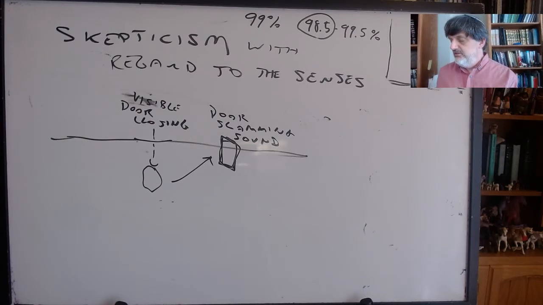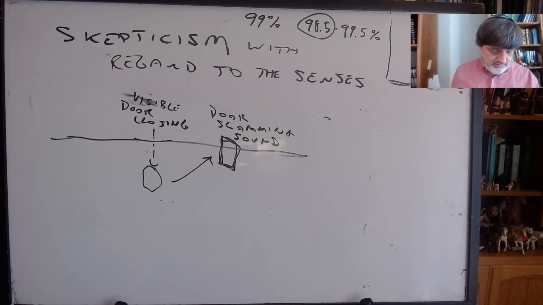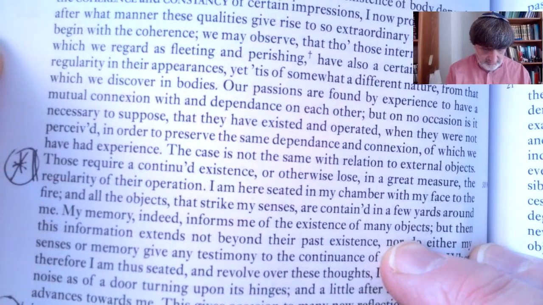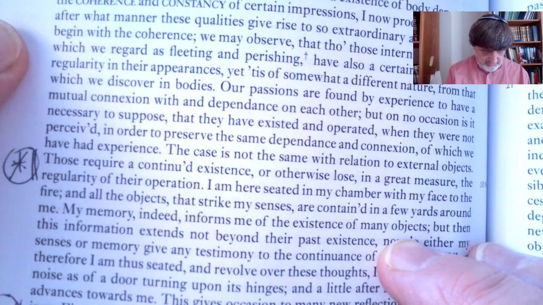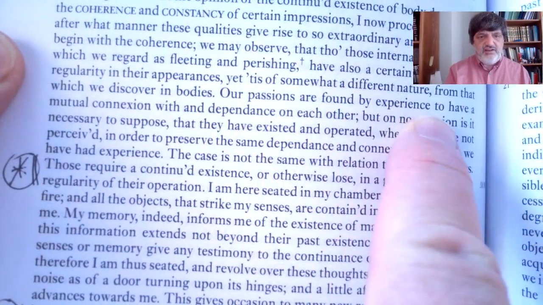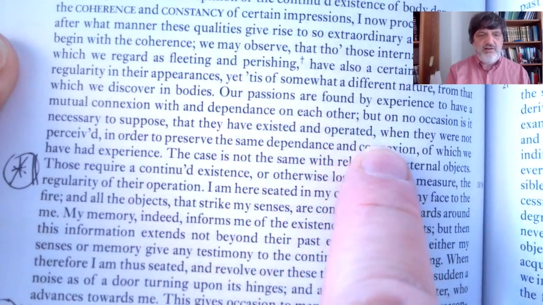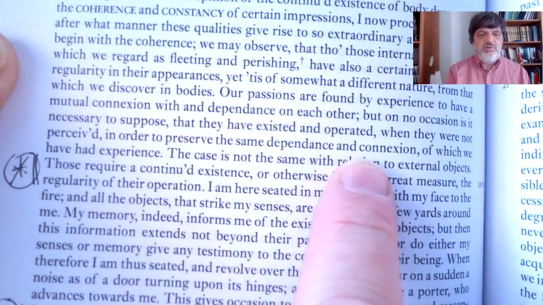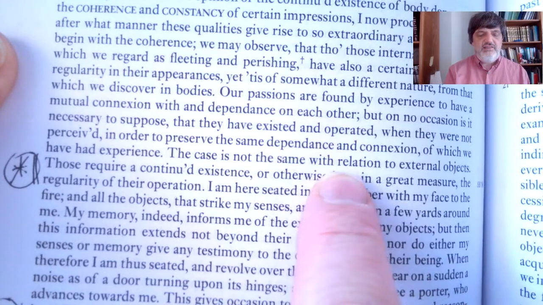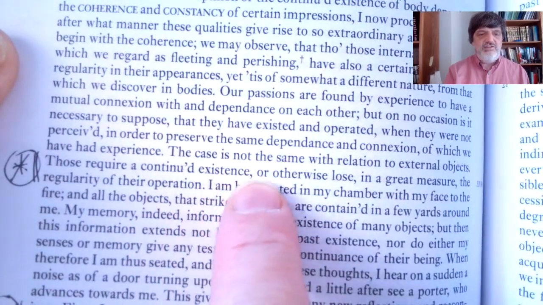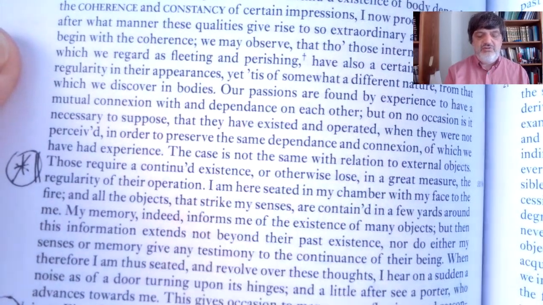Right, or as Hume says, this is part 2, section 20 on page 130. Now, let me start up here, actually. Our passions are found by experience to have a mutual connection with and dependence on each other, but on no occasion is it necessary to suppose that they have existed and operated when they were not perceived in order to preserve the same dependence and connection of which we have had experience. The case is not the same with relation to external objects. Those require a continued existence or otherwise lose in a great measure the regularity of their operation.